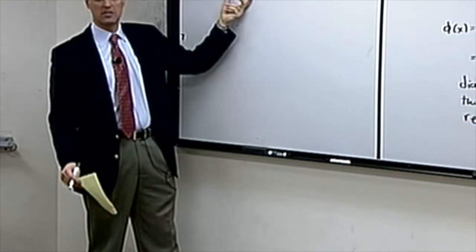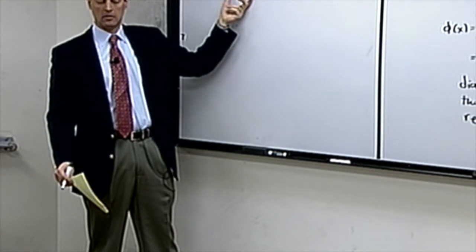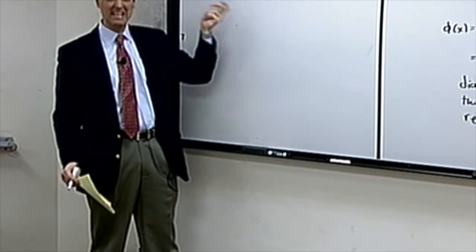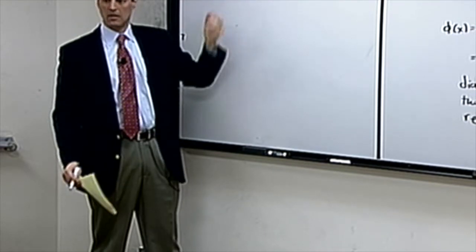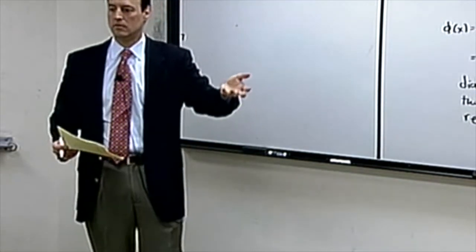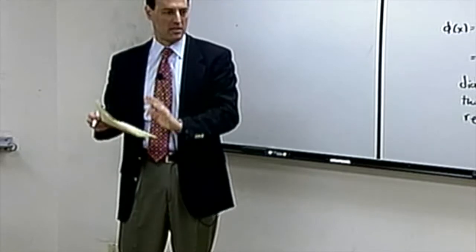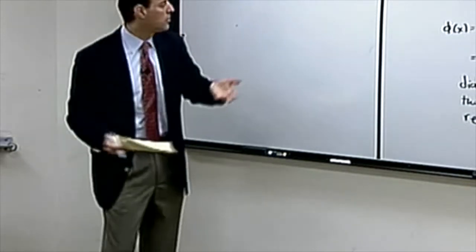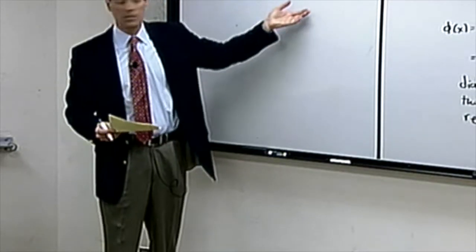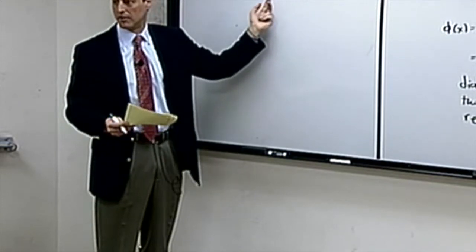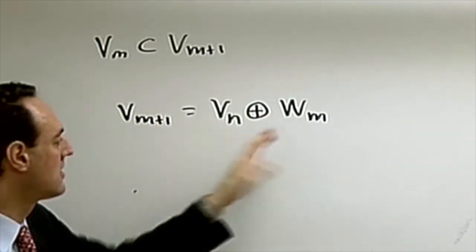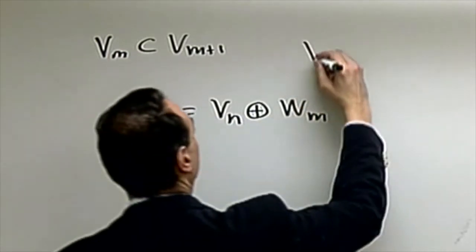So we have this space, V of n plus 1, and V of n is in that space. But what's left over? V of n is only part of that space of V of n plus 1. Well, what's left over, we call it W of n, and we say that this is the orthogonal complement of this. So these two together make up the space. These two are orthogonal to each other.